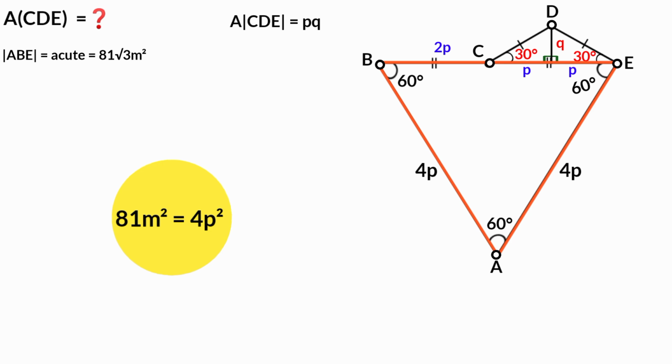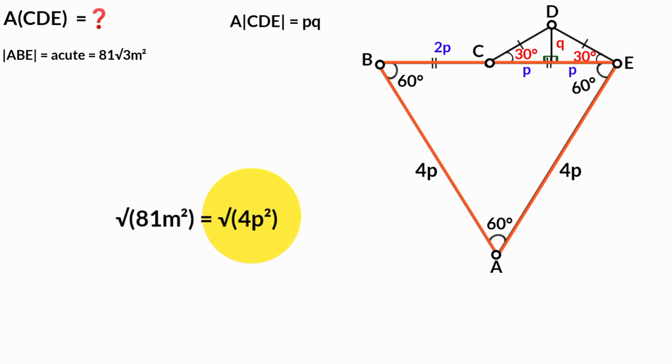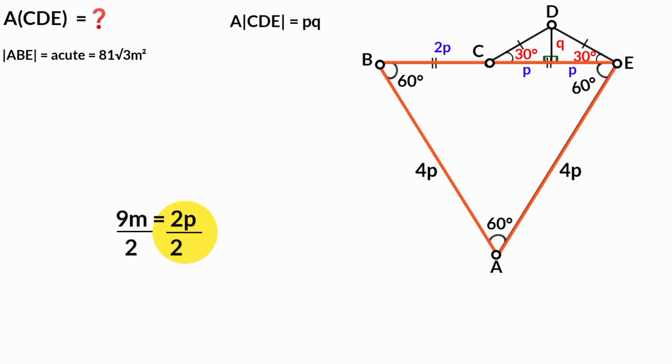Take the square root of both sides. Here square root of 4 is 2. While here square root of 81 meters squared is 9 meters. So 9 meters equal to 2p. Divide both sides by 2. Here 2 cancels 2. So 9 meters over 2 equal to p. That is, this p equal to 9 over 2 meters.